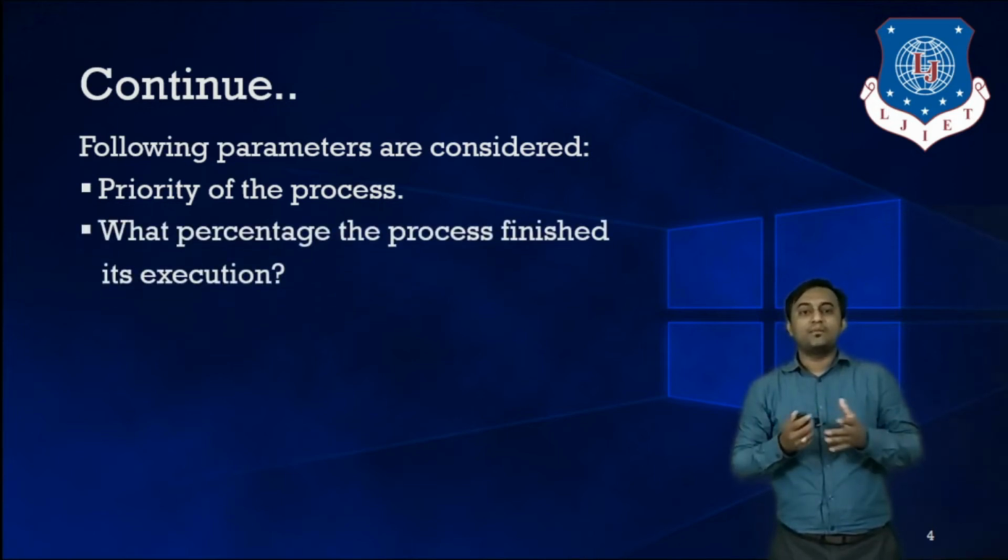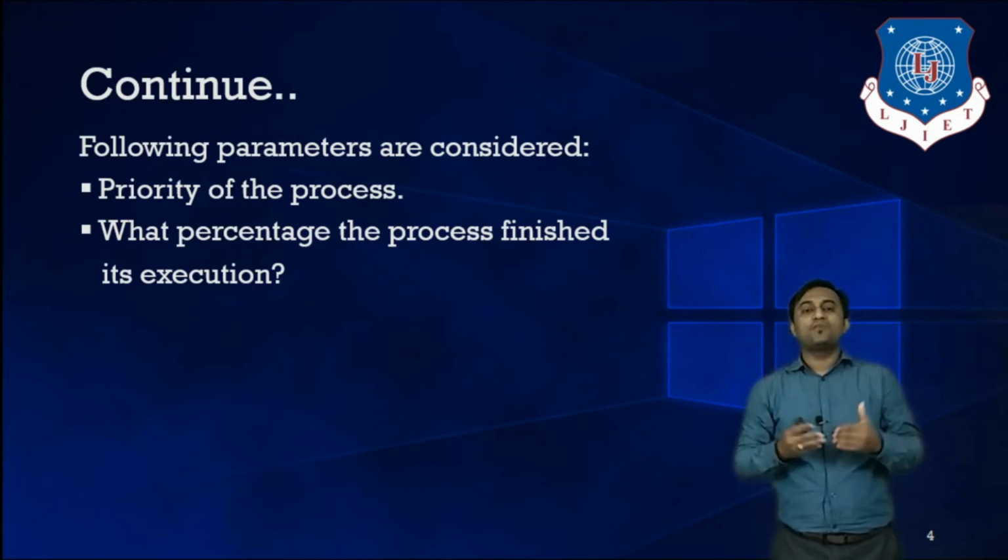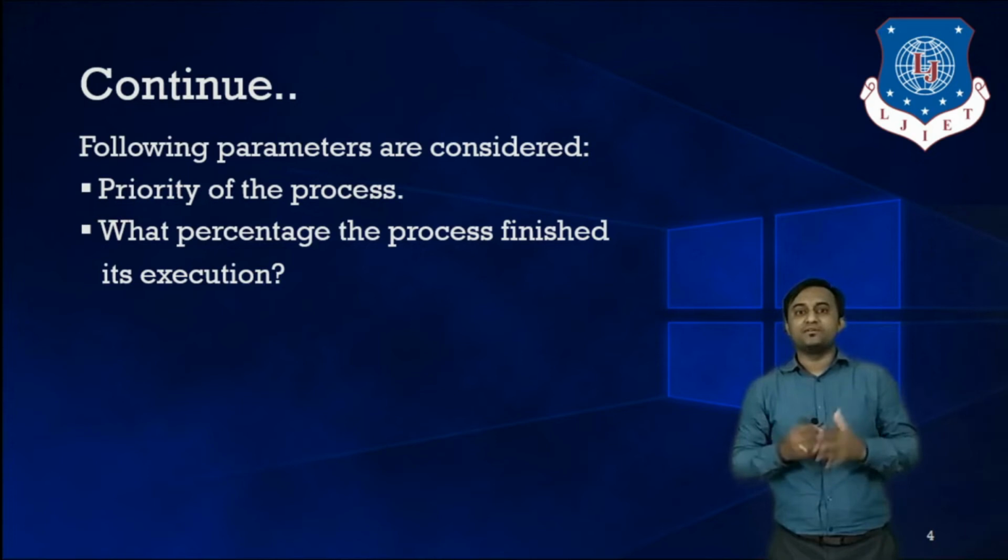The second parameter is what percentage of the process has finished its execution. You should not select a process which is at the end moment of its execution. For example, out of 5 processes, say 2 processes have completed their execution up to 90%. They are about to finish, so such a process should not be selected as a victim. That is the second parameter.